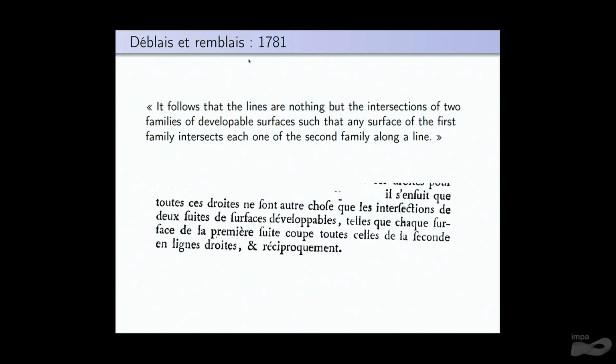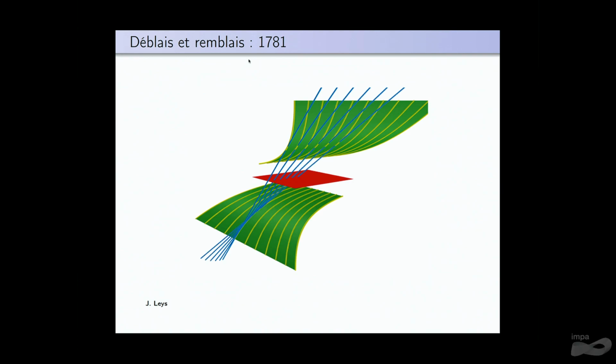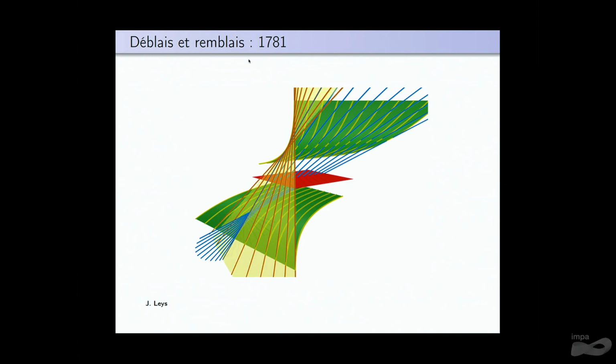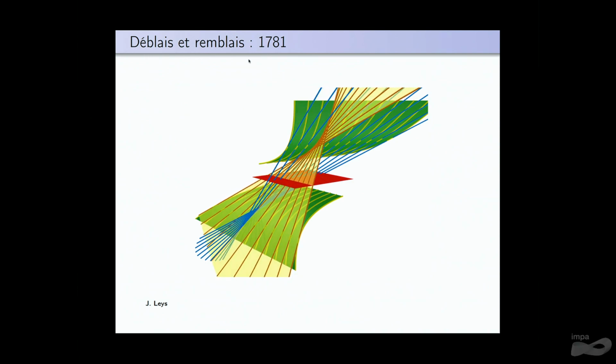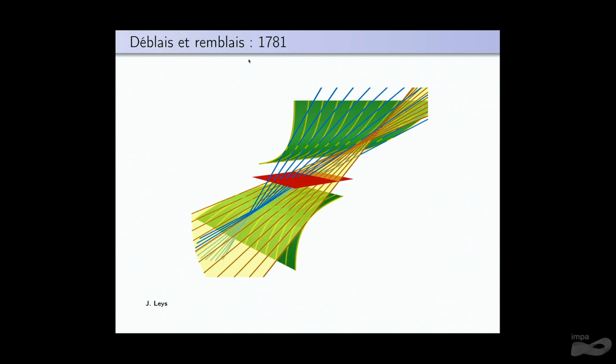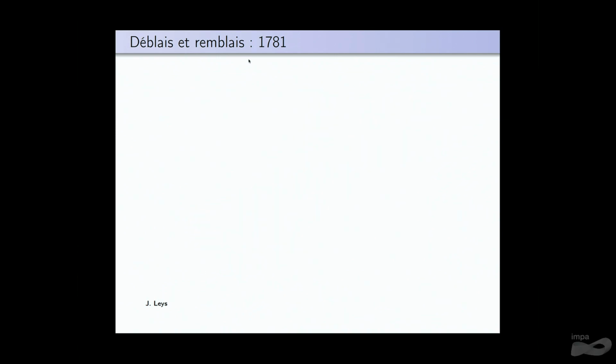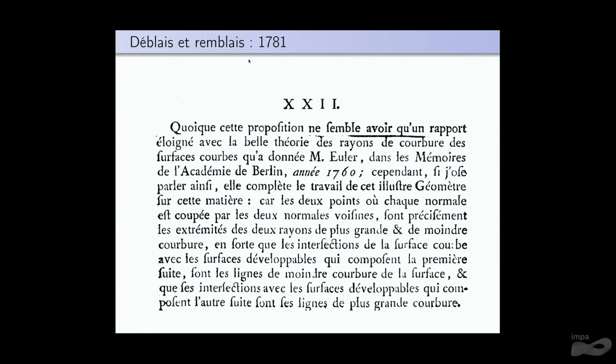Anyway, let me show you an example. You have the green lines and the yellow lines, defining two developable surfaces, and it has this picture that any complex of lines can be seen as the intersection of two families of developable surfaces. Okay, what can you do with that? He says, okay, nothing. What we can do is connect with an earlier paper by Euler and try to understand the situation for curvatures of surfaces. Let me show you.